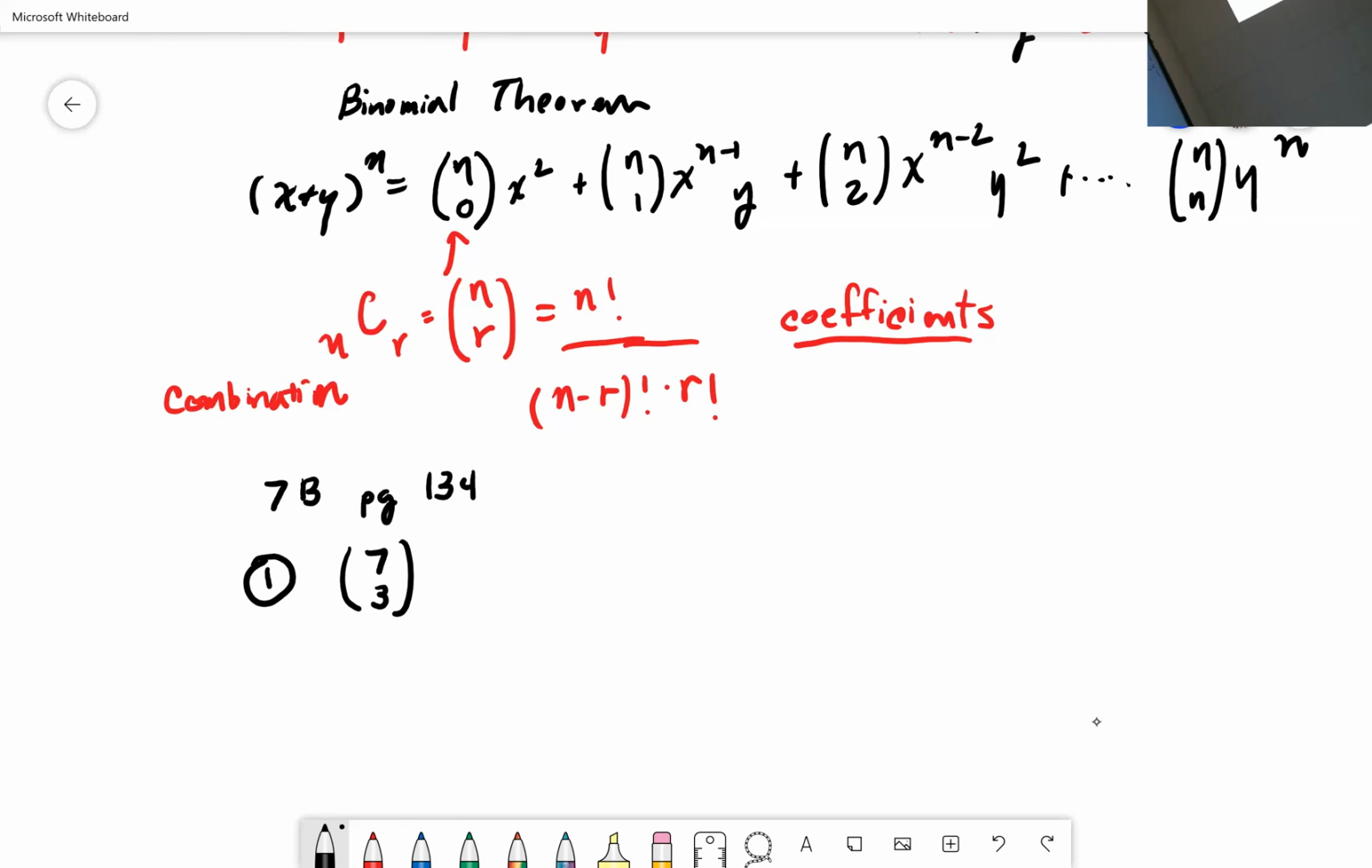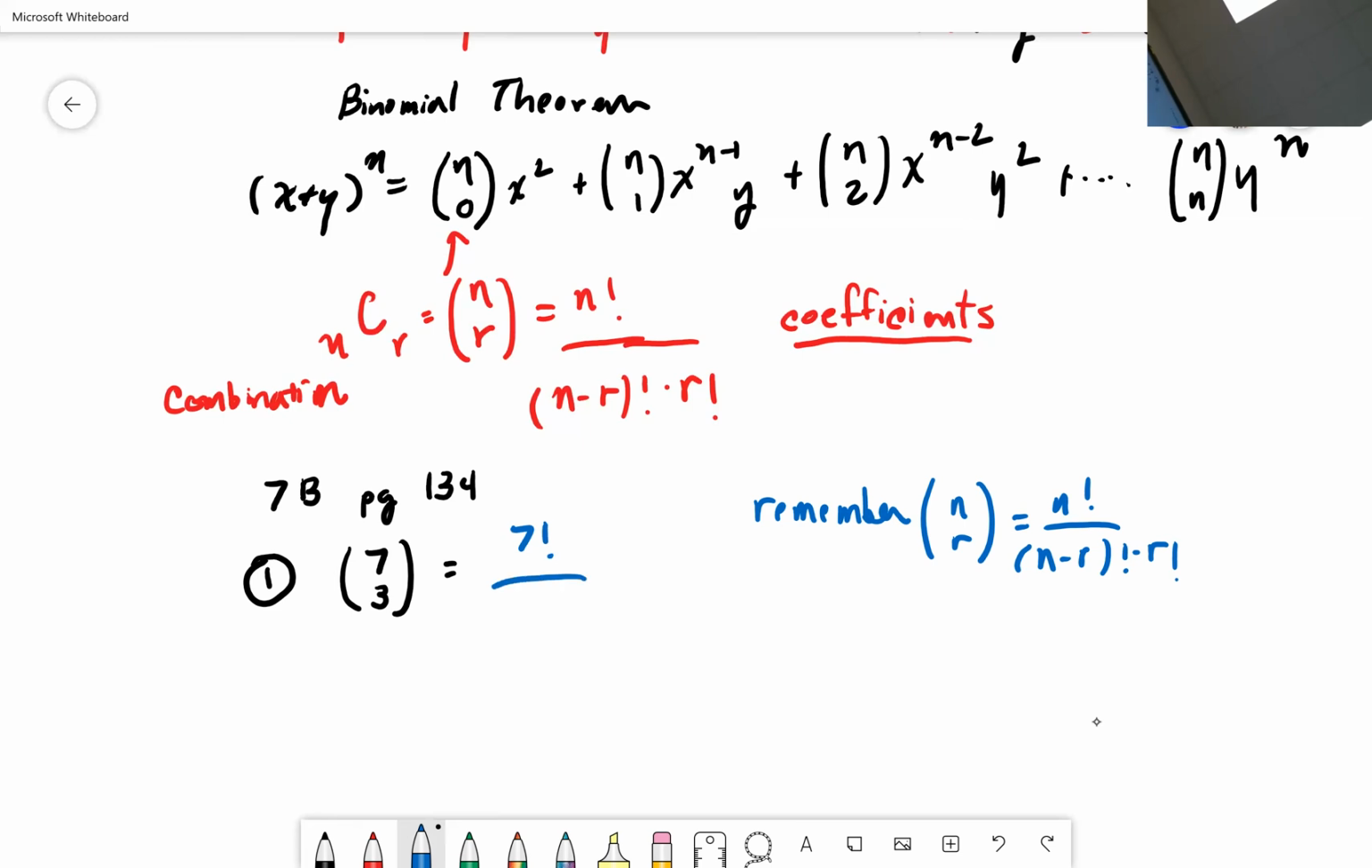7-3 written that way is a combination of 7 objects chosen 3 at a time, where order does not matter. That's what it means. Remember that nCr means n factorial divided by n minus r factorial times r factorial. So this is going to be 7 factorial divided by 7 minus 3 factorial times 3 factorial.